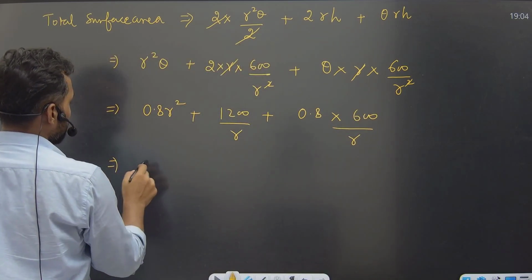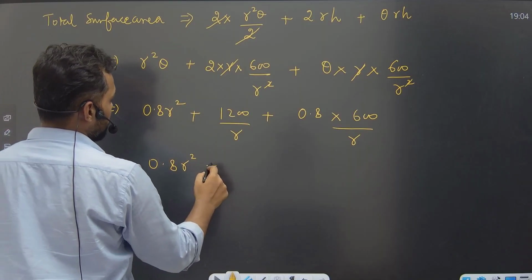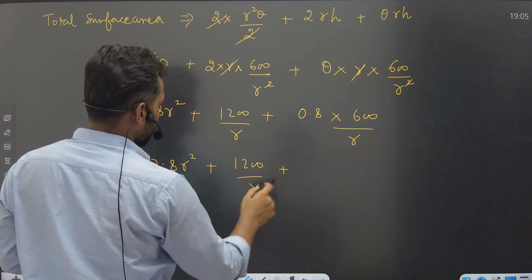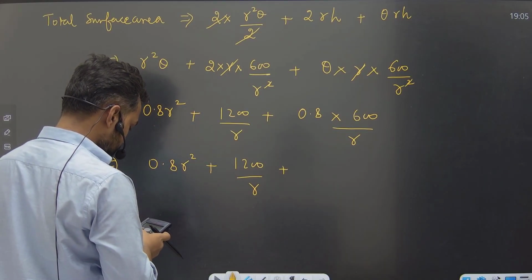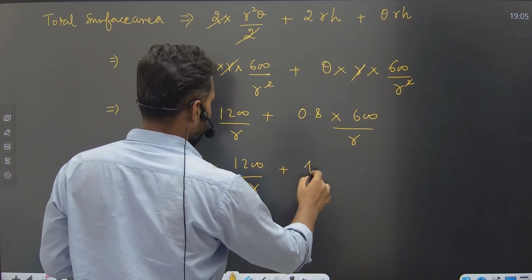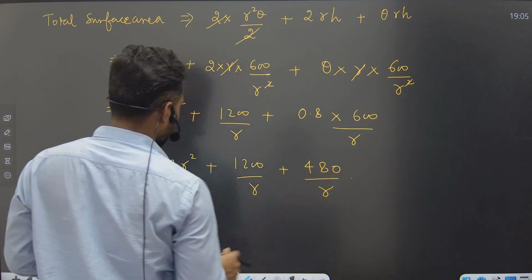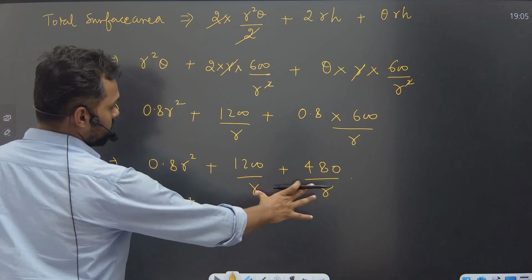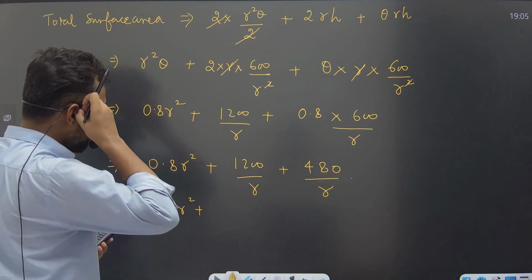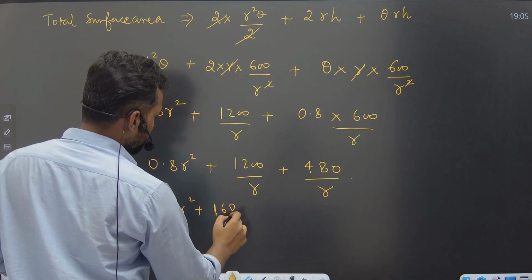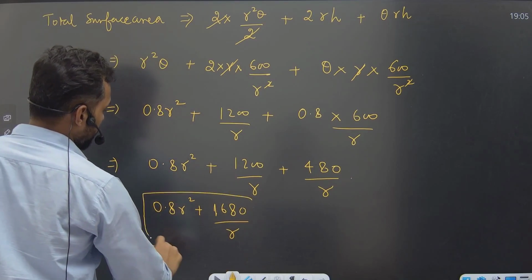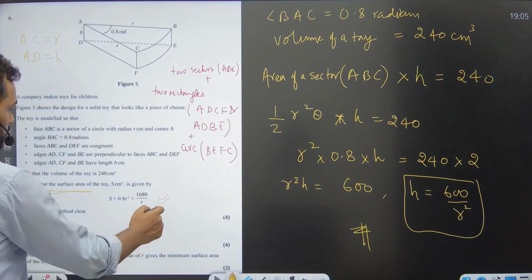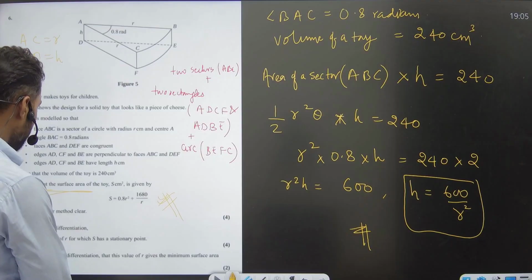On calculating it further, we will get 0.8 r square plus 1200 by r plus 0.8 into 600, which will be 480 by r. On calculating further, we will get 0.8 r square plus the sum of these two, so we are getting 1680 upon r, which is the required value they have asked for. That is how we need to show it. So we have got this particular value, students.